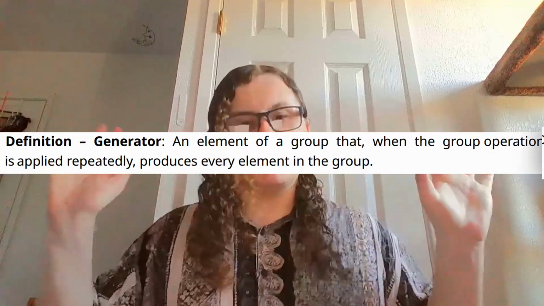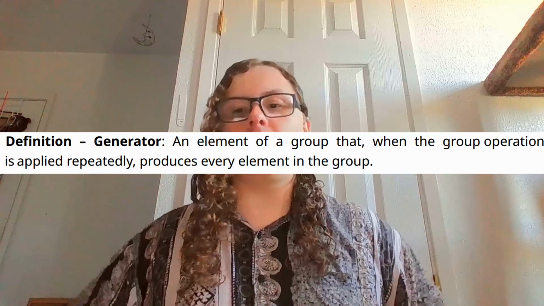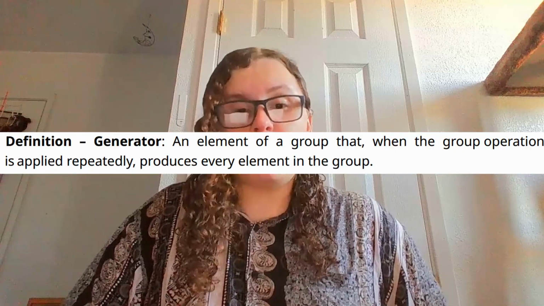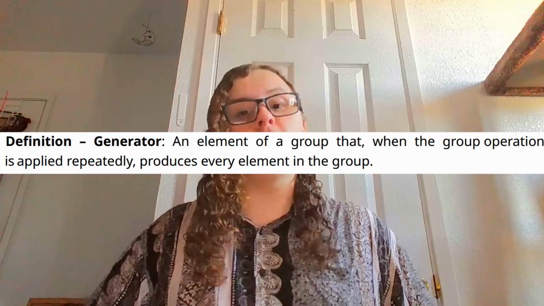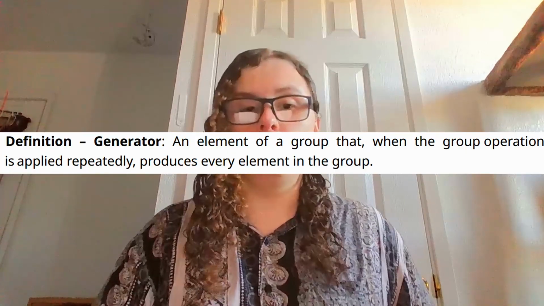Let's start by recalling where we are. In modular arithmetic, we saw that in the group Z5, integers mod 5 under addition, we could start with the number 1, and by adding it repeatedly, generate the entire group. So 1 to 2 to 3 to 4 to 0. That's the idea of a generator. A generator is an element of a group that, when the group operation is applied repeatedly, produces every element in the group.